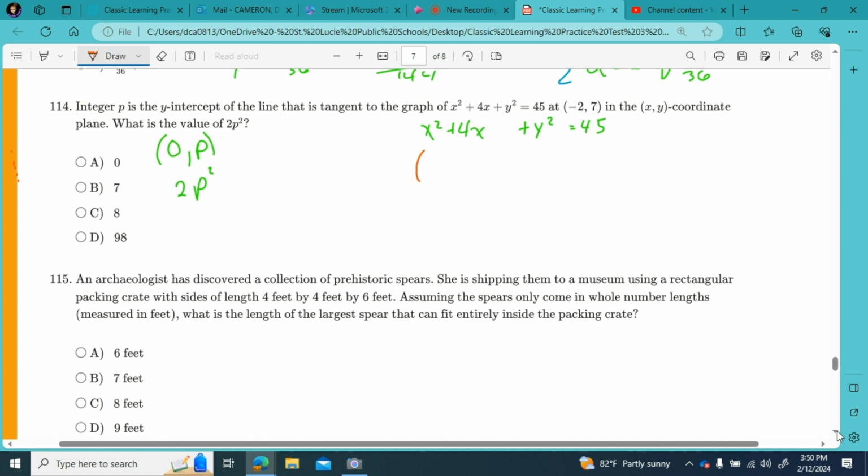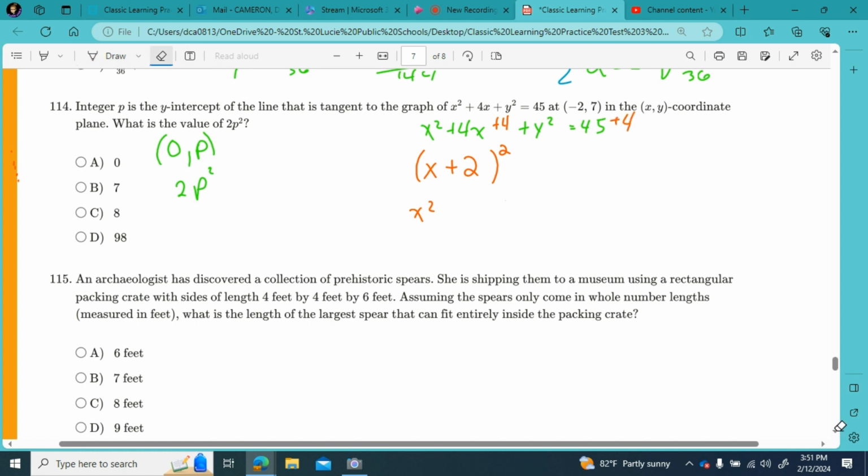So this would be x plus 2 squared, which would give me x squared plus 4x plus 4. So I actually got an extra 4 here, so I've got to add 4 to both sides. Plus 4 like this.